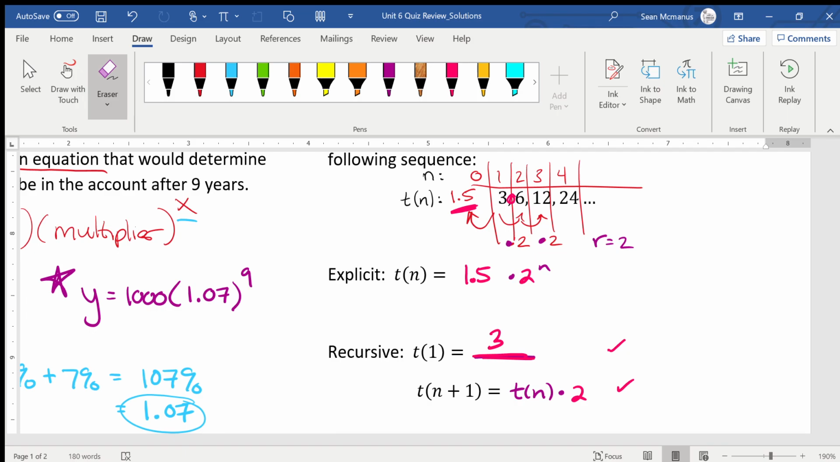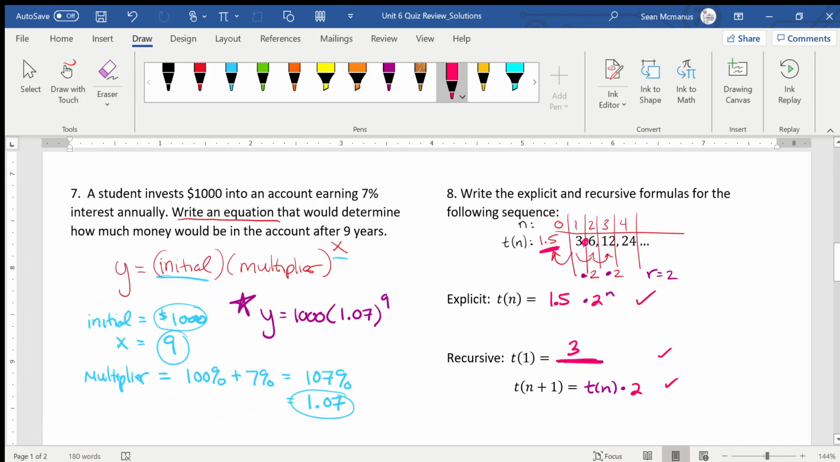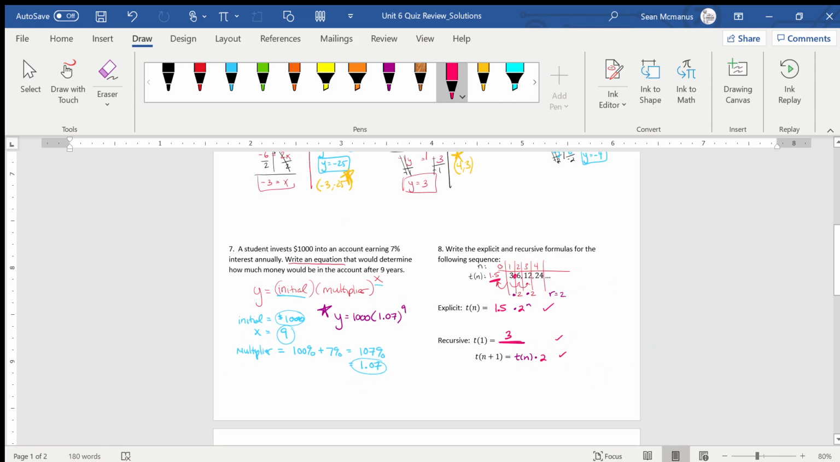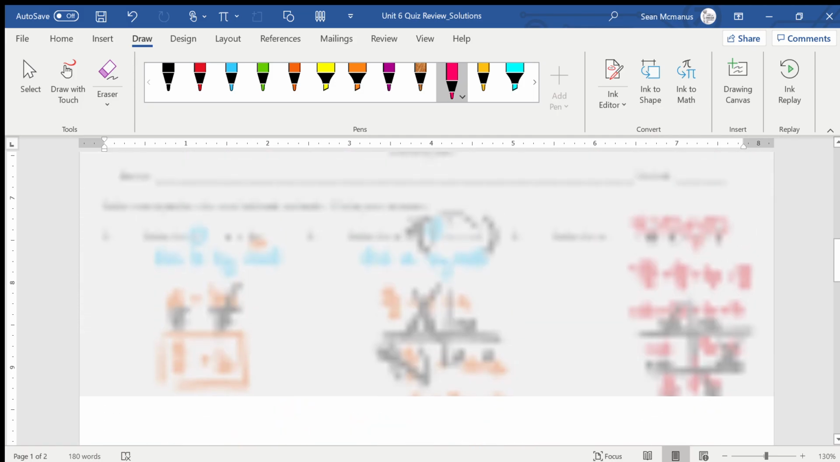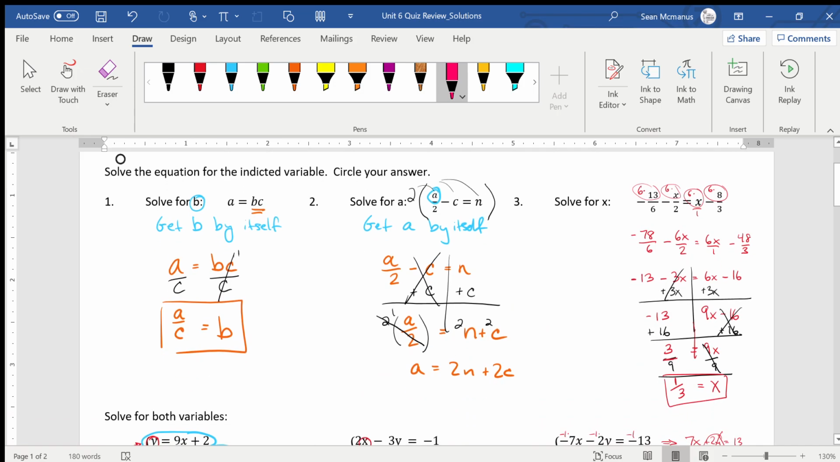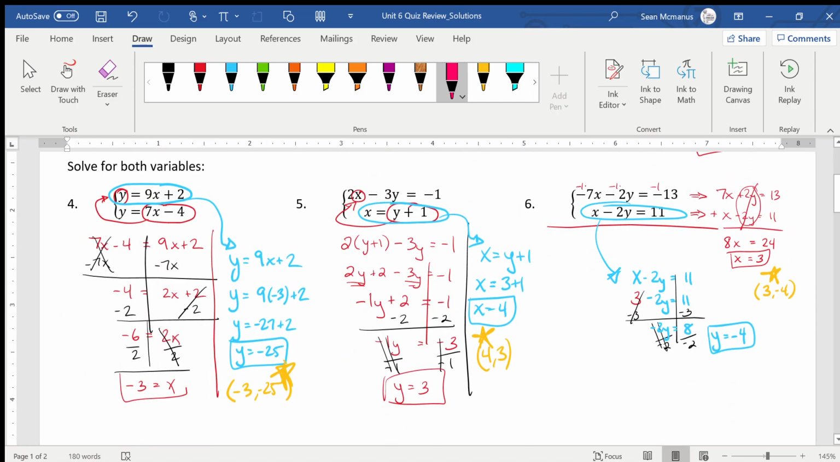So our explicit formula and our recursive formula. All 8 of these are on the exam for Unit 6, plus some other things. It's a wide variety. You have to be able to do a number of different things. So practice these. We'll have an opportunity to make up some quiz points if you struggled on these, and then prepare yourself for the exam that includes all this stuff.